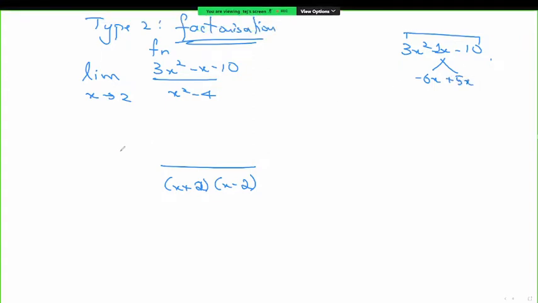Now I'll rewrite here. So it becomes 3x square minus 6x plus 5x minus 10. I will copy the command as it is. Again, I might get the answer as 0 by 0 here also.